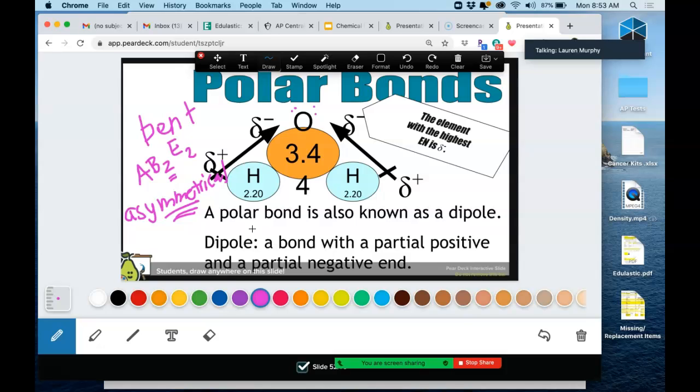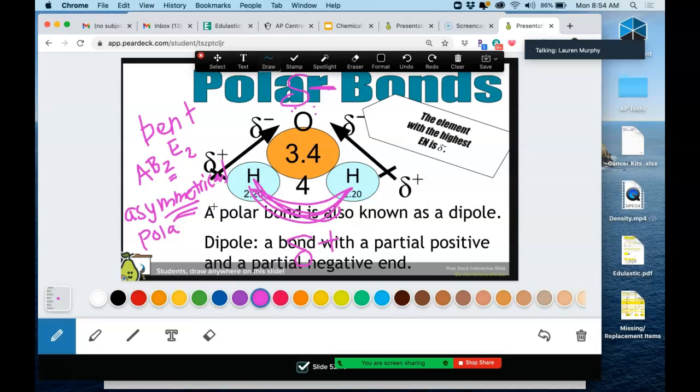Because it is asymmetrical, meaning any way you look at it, it's not the same. Like the distance from here to here is not the same as the distance from here to here. So asymmetrical molecules are always polar. Not only is this a polar covalent bond, this is a polar covalent bond, but the entire molecule is polar, meaning this whole region of the water molecule is slightly negative, and under here where your hydrogens are, this whole region is slightly positive.